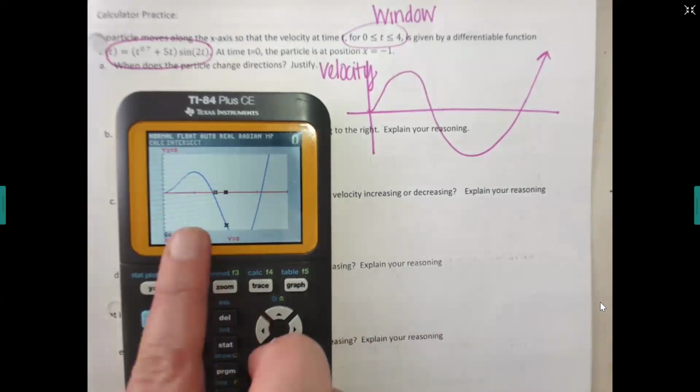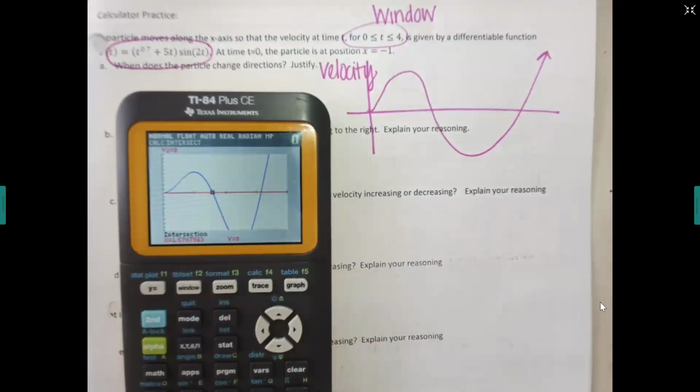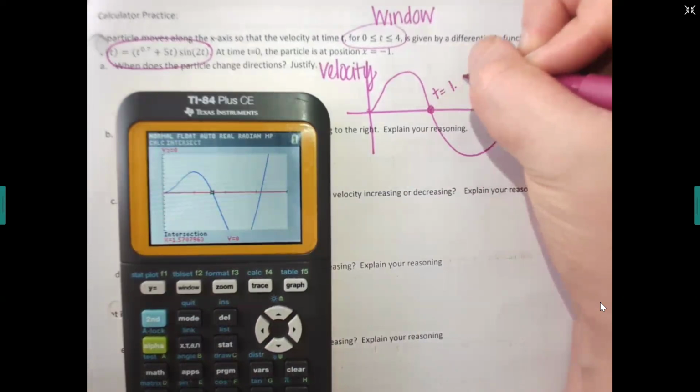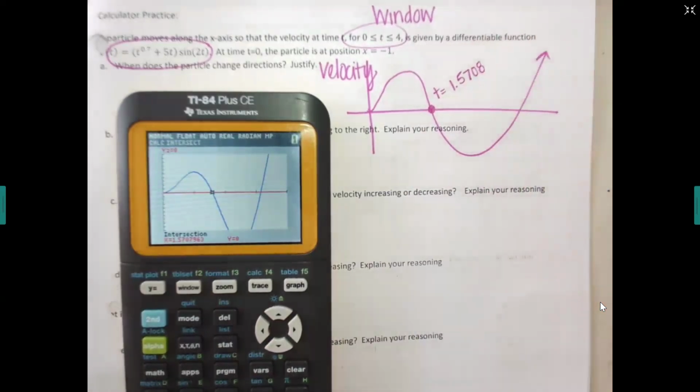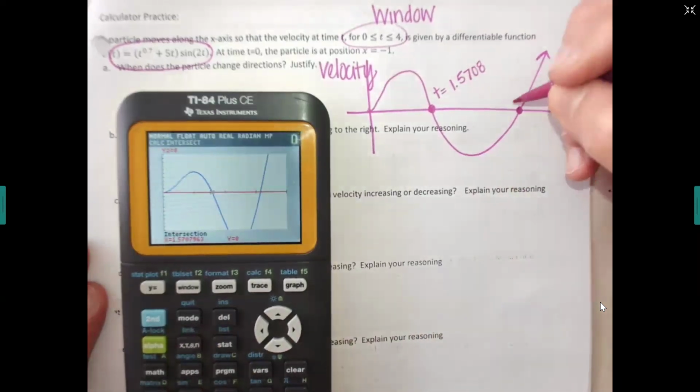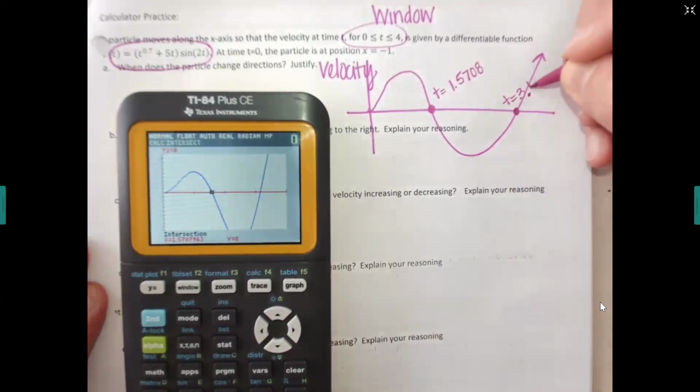So I'm going to come over to this one on the left first, and then I'll find the other one second. So your first intersection should be t equals 1.5708, just rounding to that fourth decimal. Okay, find this one. So second trace, option 5 for intersect. Enter on first curve, second curve, but then for guess, you want to get kind of close to this spot. Okay, what number are we getting for that when you have it? 3.1415?